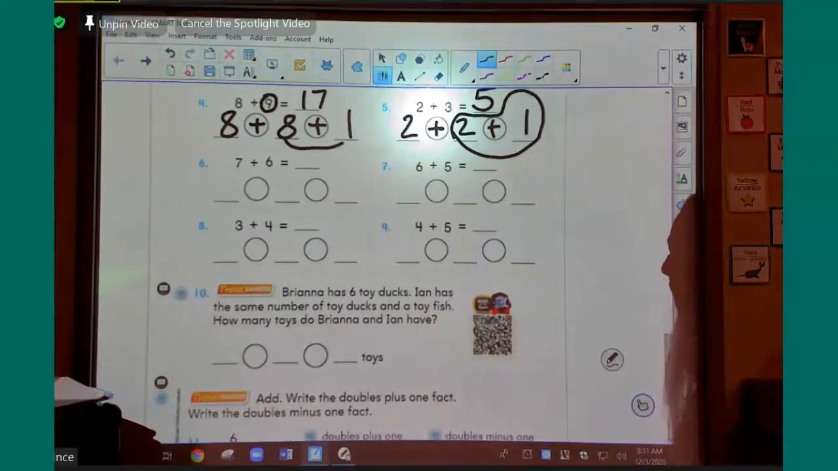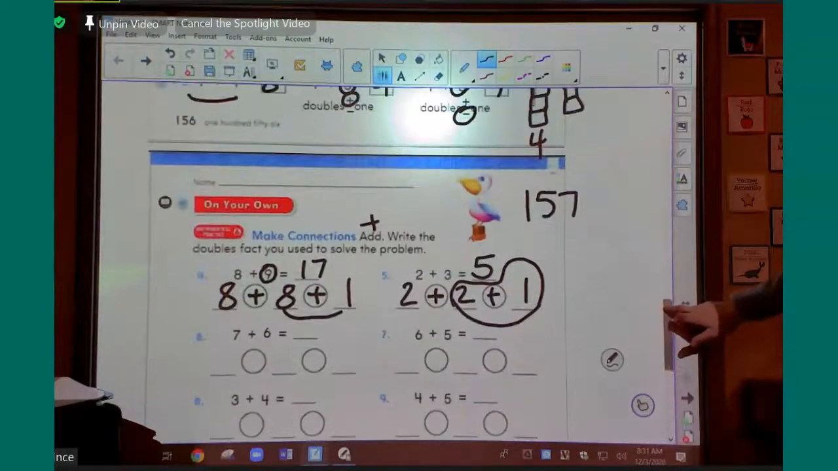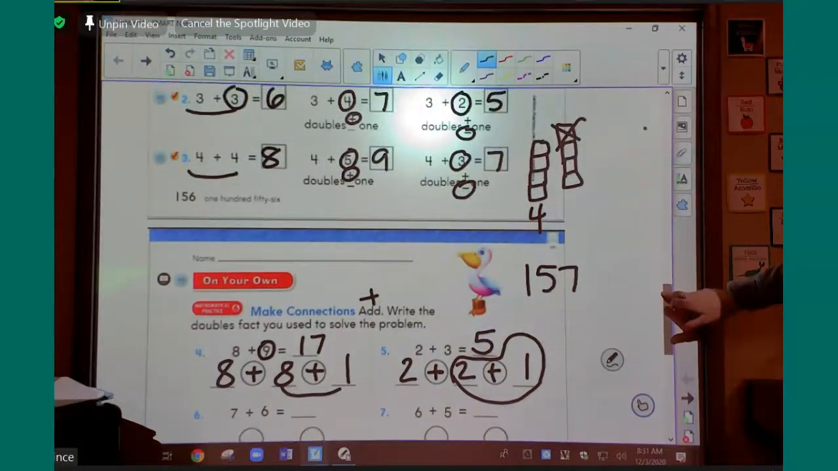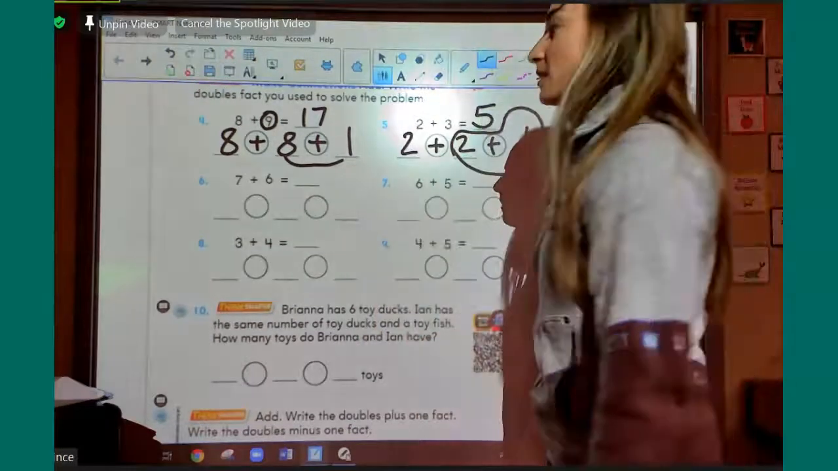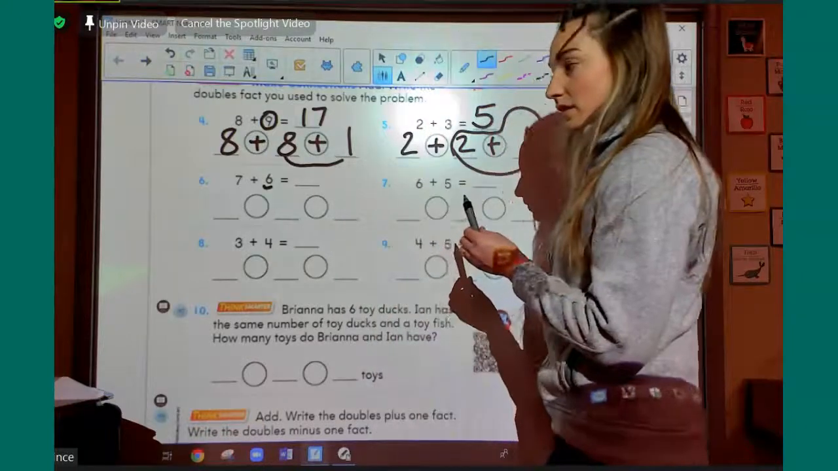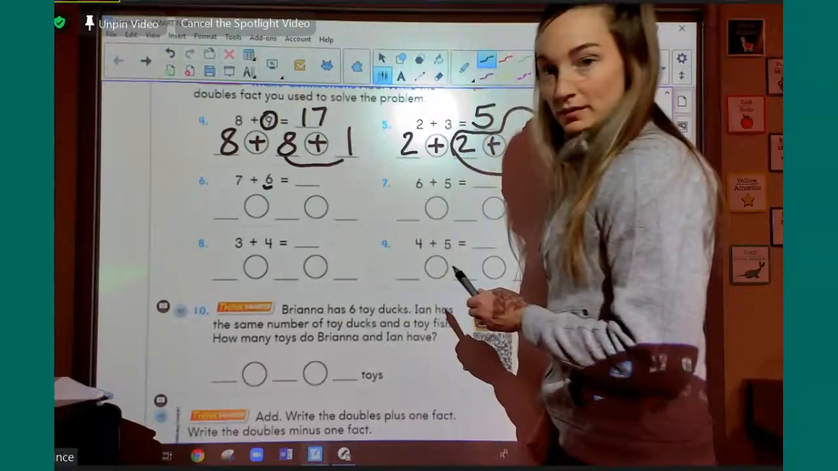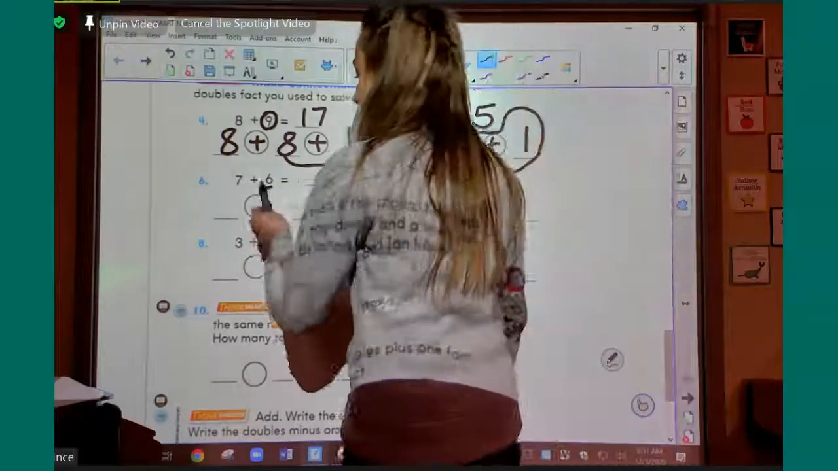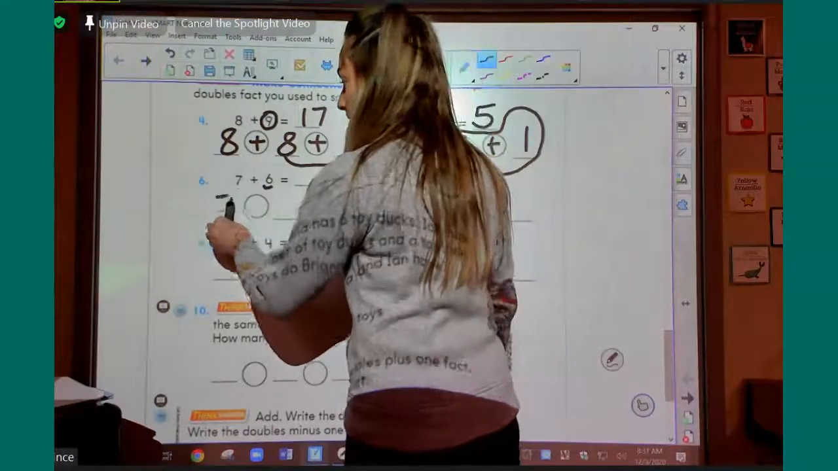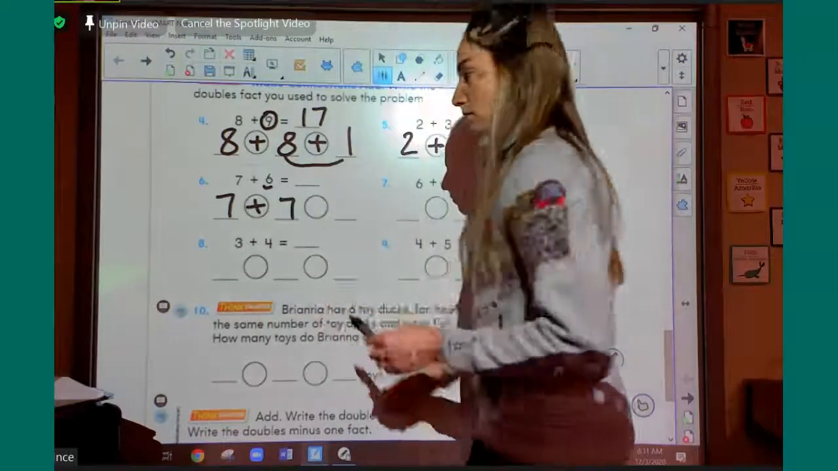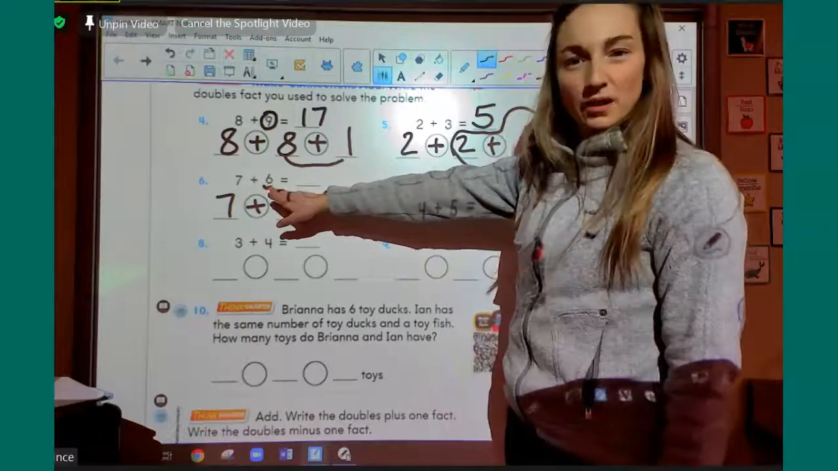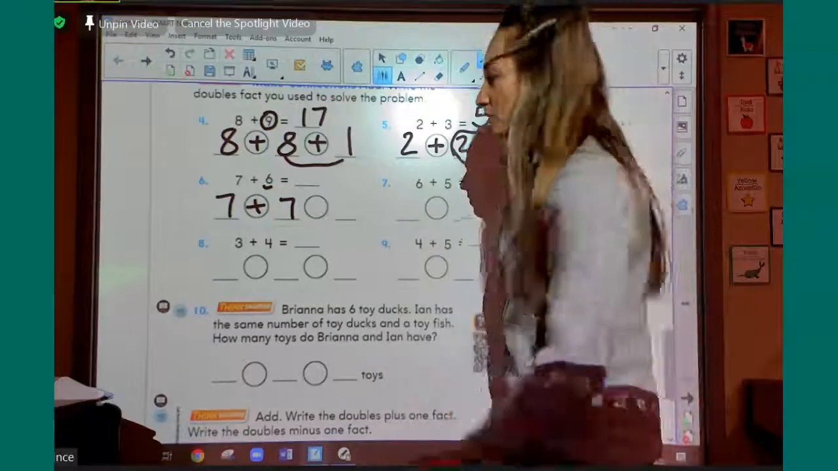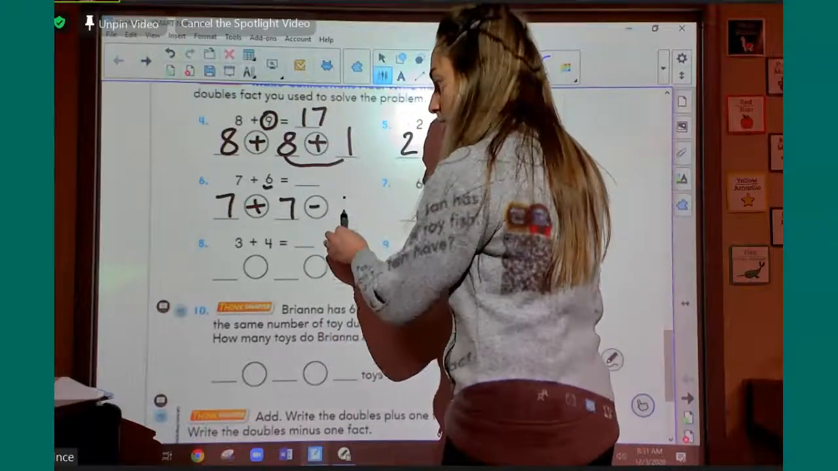All right. So let's do this one together, because this one looks a little bit different. This number is smaller, so I'm going to be taking away 1. Okay? So my doubles fact at first would be 7 plus 7, because we're going to do a doubles, but we want to get rid of one of these. So we're going to want to take away 1 this time.